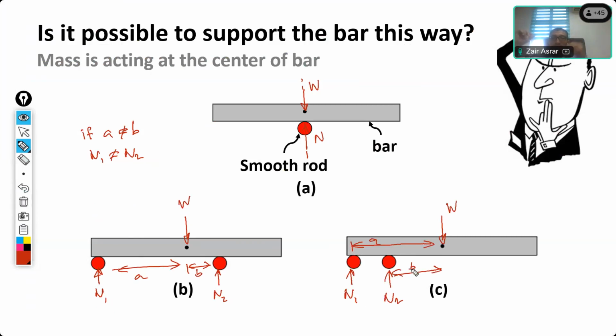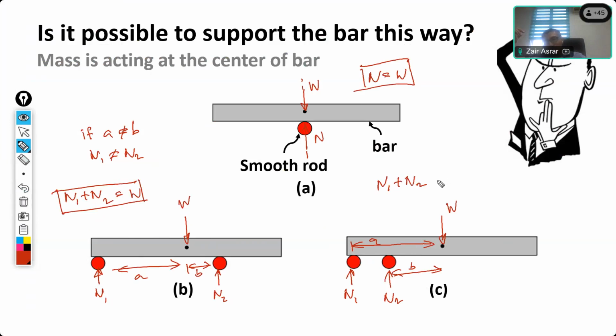But in this case, the object is still not in equilibrium, even though we are saying that for the first case, case A, N is equal to W. For case B, N1 plus N2 will be equal to W. And for case C, actually we can write the same equation as in case B. N1 plus N2 still equals W.